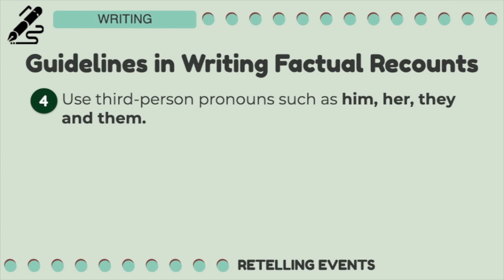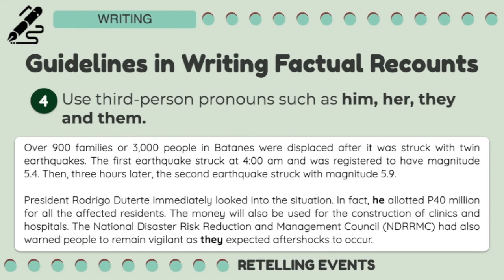Number 4. Use the third-person pronouns such as him, her, they, and them. In this example, the author uses the pronoun he for President Rodrigo Duterte and they for the people, as those are third-person pronouns. Moreover, you cannot see any personal pronouns such as I and we.